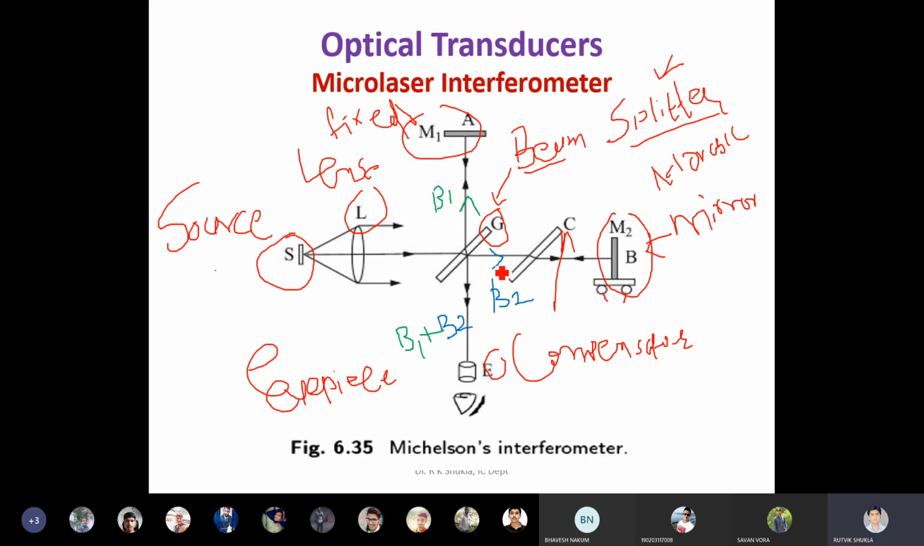Likewise, there is another beam which is called B2. That beam goes in this particular direction, strikes to the mirror M2, which is the position number B, gets reflected back, again falls on the beam splitter, and then it goes to the eyepiece E. It means that the beam which travels in this eyepiece direction, it is the combination of two, B1 and B2. So it means this is a mix of two light beams.